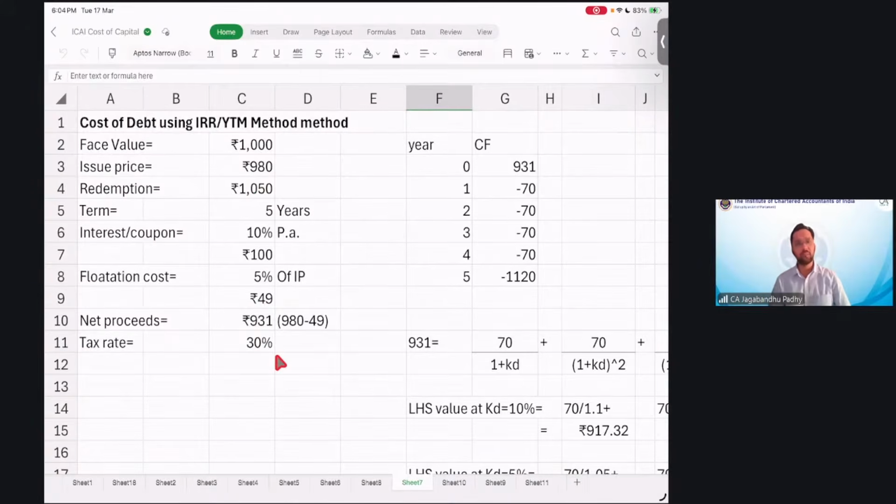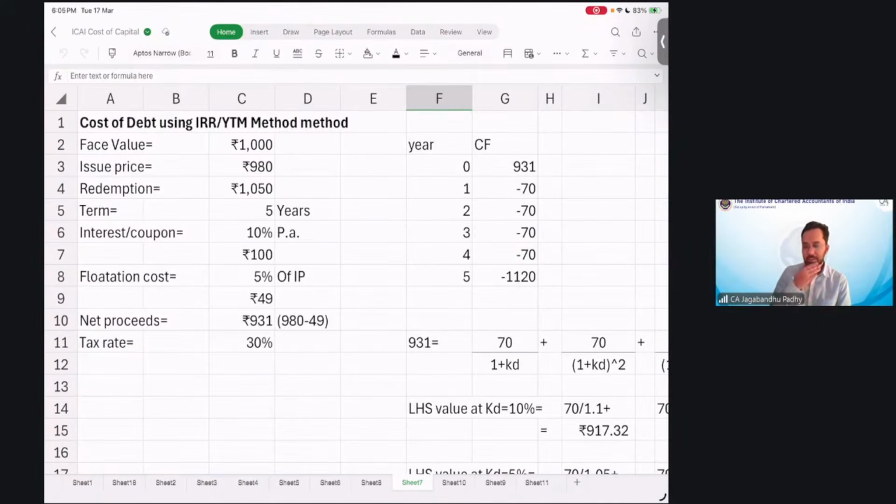So from a company's point of view, the cash flows are going to be like you receive 931 and then you pay 70, 70, 70, and finally you're also paying out 1120, right? So that's the cash flow which is happening. So now we want to know what's the IRR or YTM of this particular thing, or the cost of debt on this.